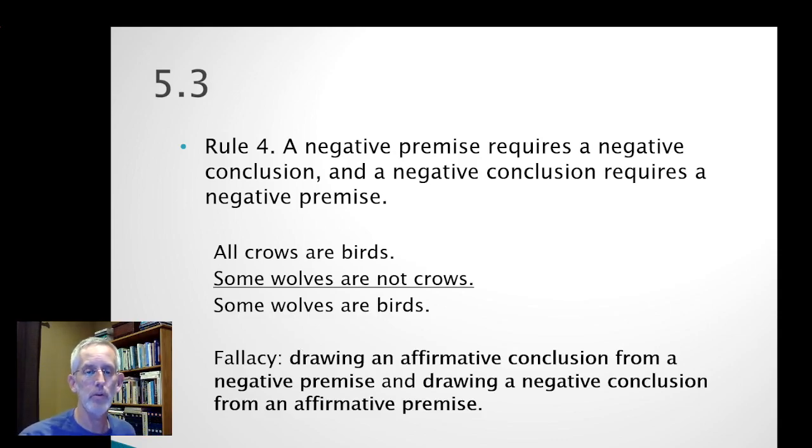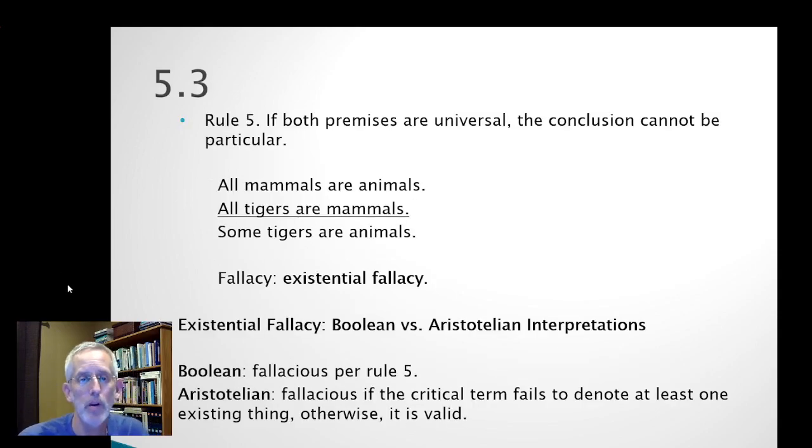So when you go to Rule 4, all you're really doing is checking to see if you have a no or not up in the premises and a no or not down in the conclusion. And depending on where the no or not occurs, it would determine whether you're committing the first version or the second version of this fallacy. So Rule 4, I think, is pretty straightforward too. Now Rule 5 is a little more complicated. It's not conceptually complicated, but what makes it difficult is that there are two different interpretations of Rule 5, the Aristotelian interpretation and the Boolean interpretation. So Rule 5 says that if both premises are universal, the conclusion cannot be particular.